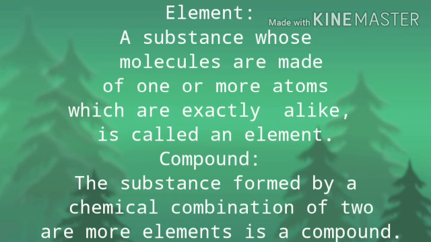Compound: the substance formed by a chemical combination of two or more elements is called a compound. For example, water. Water is a compound. The molecular formula of water is H2O. One molecule of water is made of two atoms of hydrogen and one atom of oxygen.